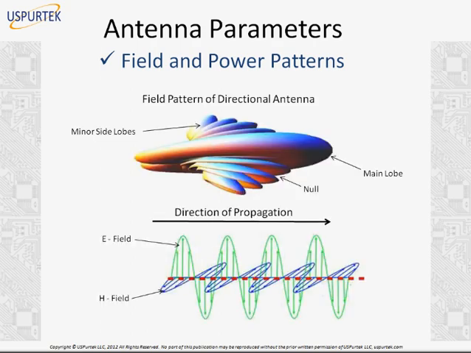Okay, now let's move on to a little more detail on the field and power patterns. Any antenna will have a typical electrical and magnetic field pattern as shown in the slide. This is a three-dimensional picture. In the direction of propagation, you see there is a main lobe, and then there are minor side lobes. Any antenna field and power pattern will look like this, because most antennas are directional. They will have main lobes, minor side lobes, and nulls where the antenna gain is minimum. So any field power pattern will look like this.